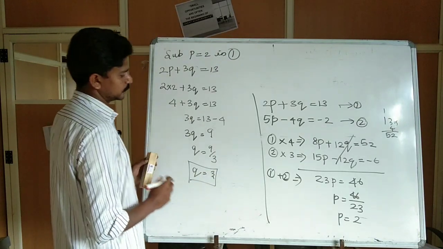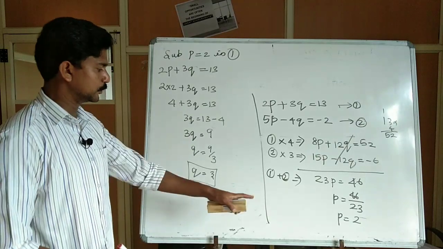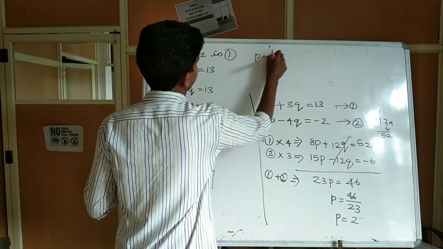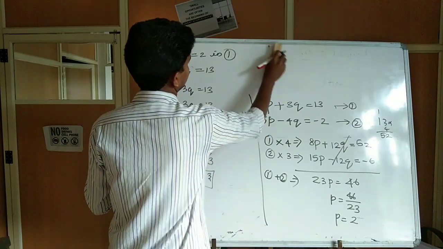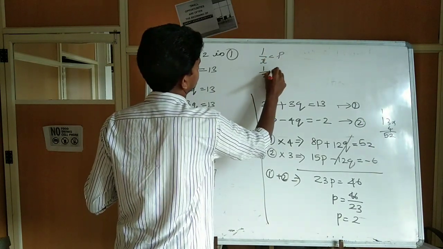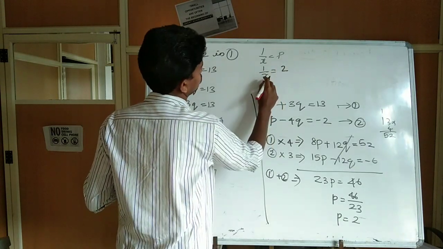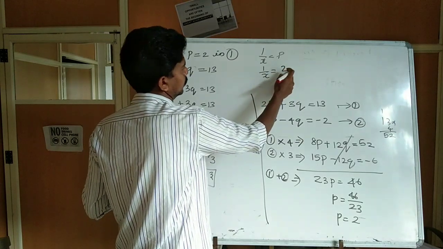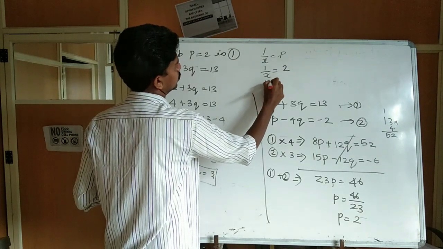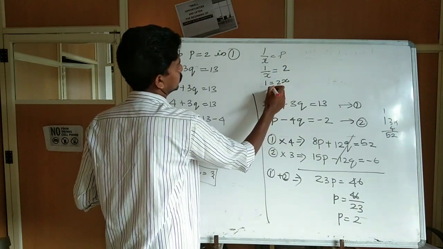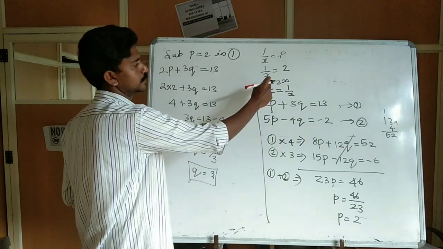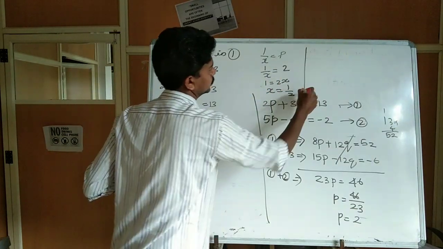p value is 2. So now we need x and y values. No, q and p are not our answer. We have taken 1 by x as p, right? What is p value? 1 by x is equal to 2. So 2 we can bring to this side, 1 is equal to 2x. So we need x. x is equal to 1 by 2. So x value is 1 by 2.